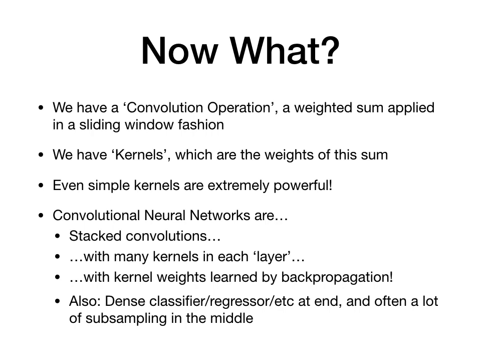So great, we have this convolution operation, and we've seen how powerful even very simple convolutions can be. They're based on these kernels, which are just weighted sums, essentially, slid over an input space. So what can we do with these? We can create neural networks out of them, it turns out. These neural networks are called convolutional neural networks. They are a bunch of stacked convolutions with a bunch of kernels used in each layer, and those kernel weights are going to be learned by backpropagation.